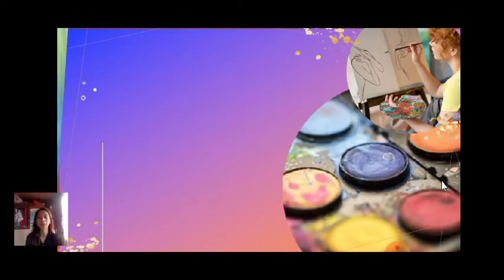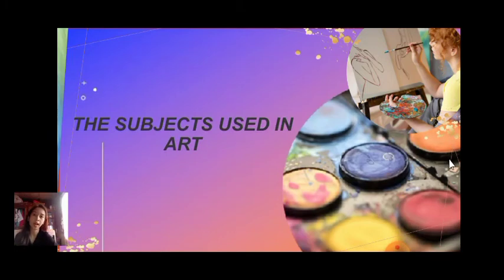Good day, everyone. So now let's proceed to the subjects used in art. As we all know, from the previous times or in today's times, most artists use a variety of subjects in making their arts. But before we tackle the subjects used in arts, let's have a brief recap on the meaning of the term subject of art, because some students might get confused and think first of academic subjects. So here it is.